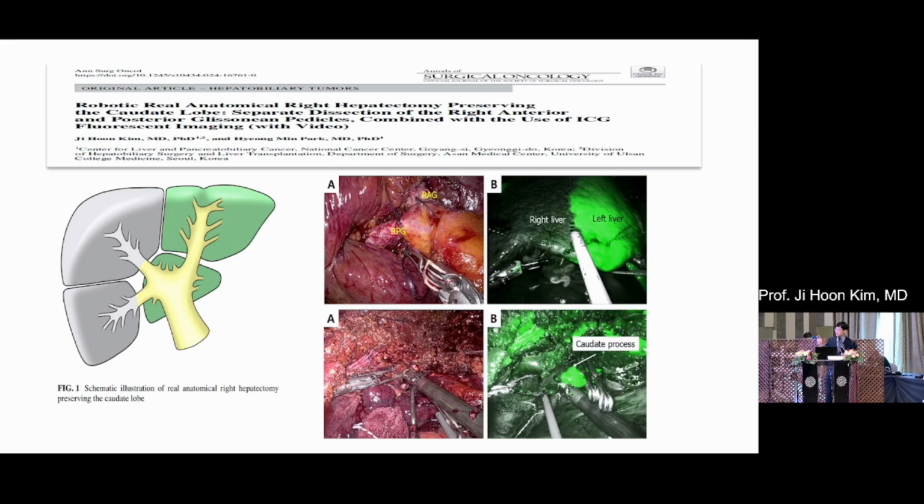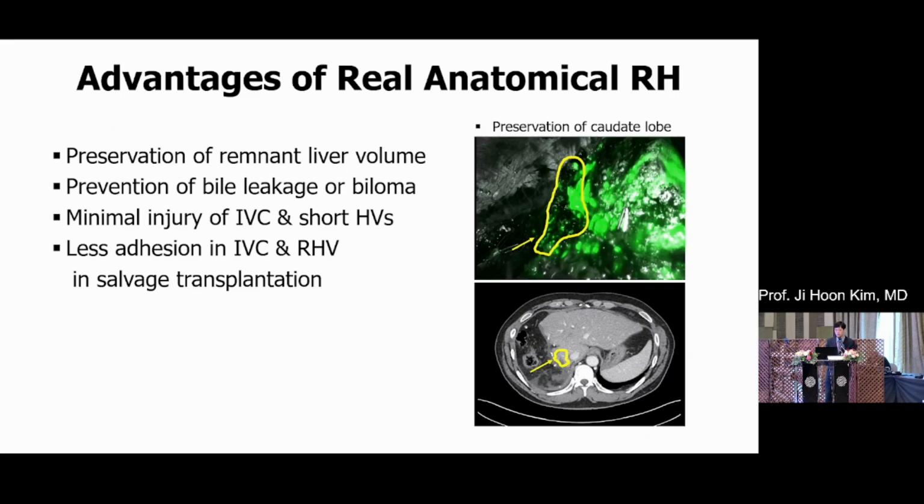We first dissected the right anterior and posterior Glissonean pedicles for preservation of the caudate branch, and then we performed parenchymal transection of the liver parenchyma using the ICG fluorescence imaging. You can see how that process identifies the paracaval portion exactly. So this procedure has the advantage of real anatomy.